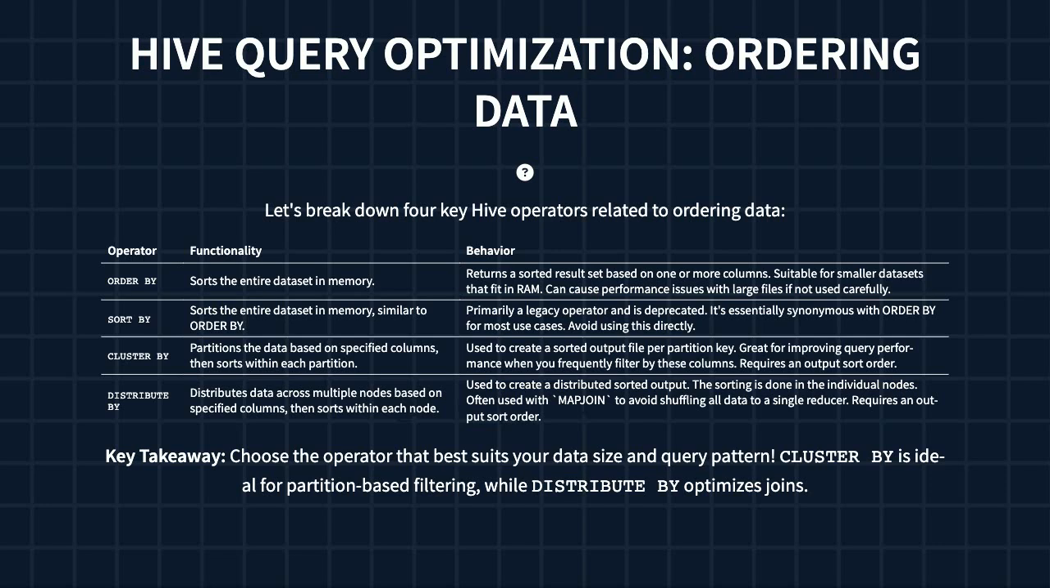It partitions your data based on certain columns and then sorts each partition. This is really helpful if you often filter your queries using those same columns. Finally, distribute by distributes the data across multiple nodes and then sorts within each node. It's particularly useful when you're performing map joins to avoid shuffling massive amounts of data.